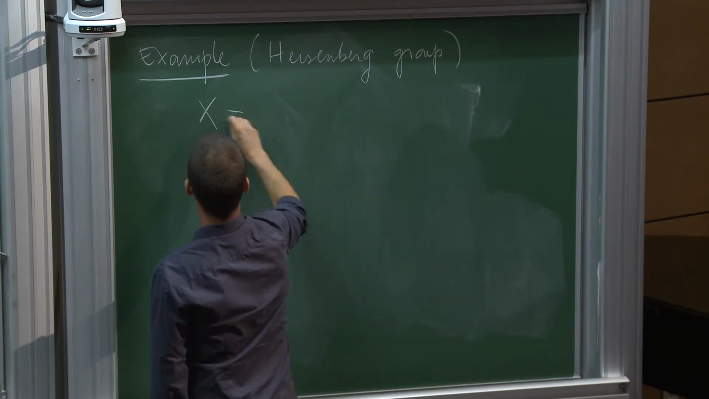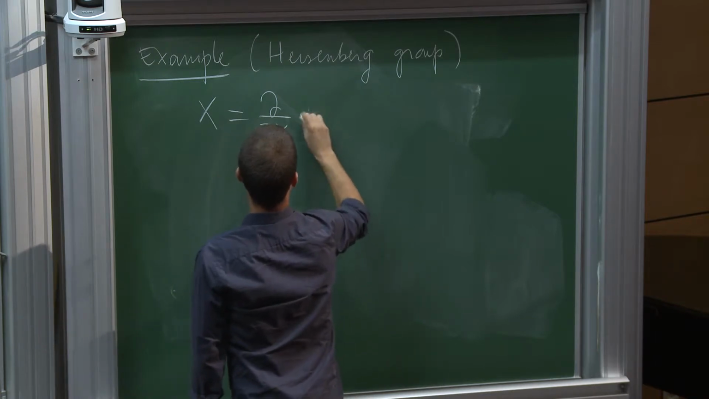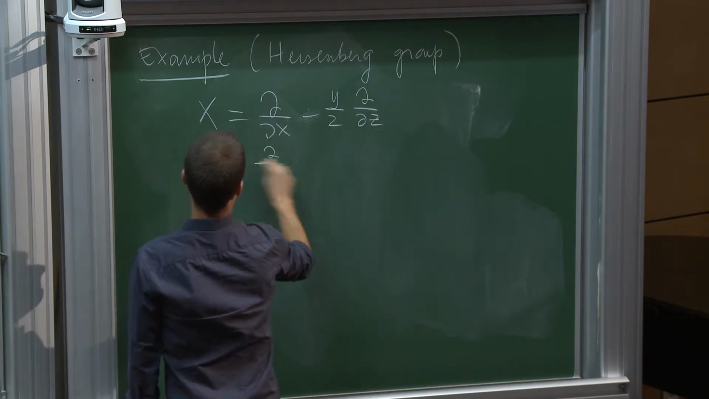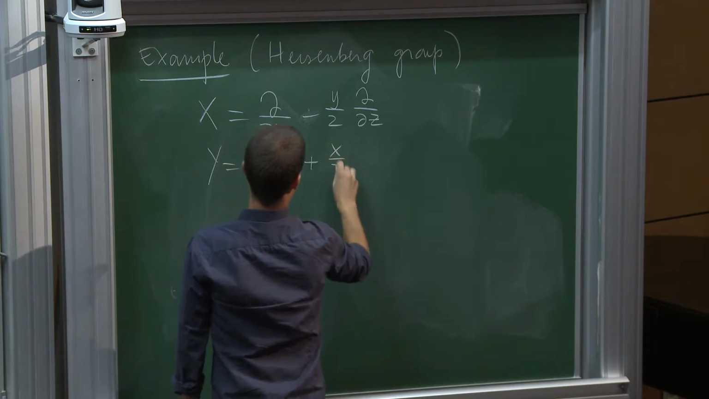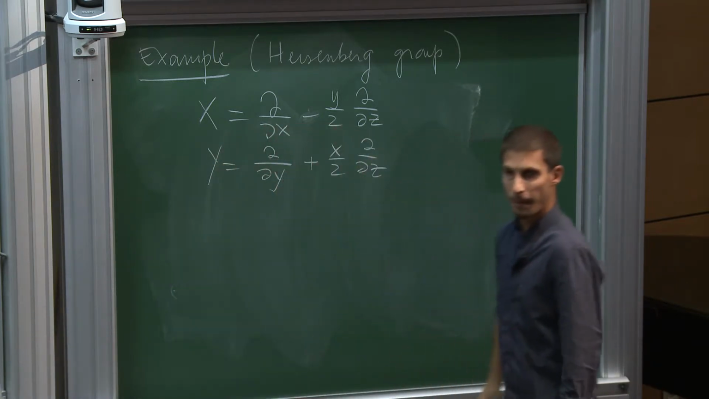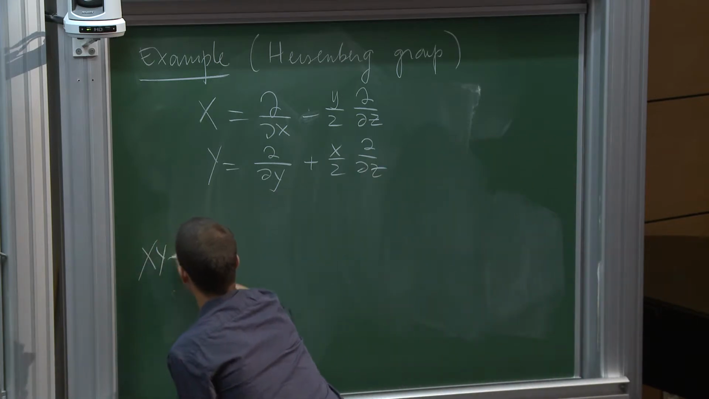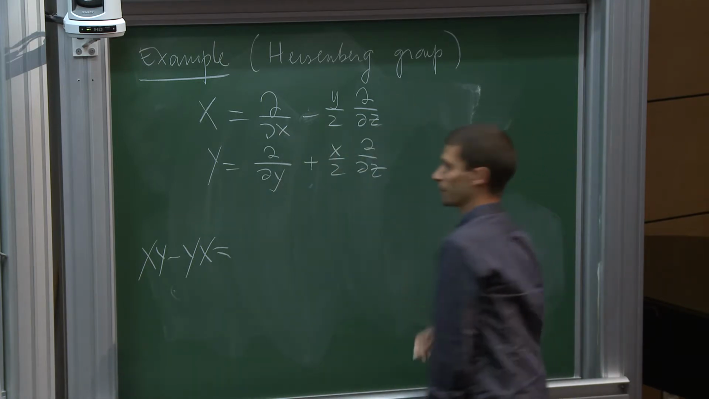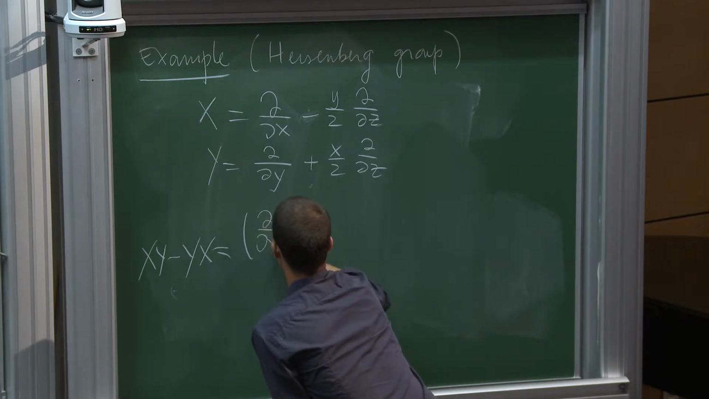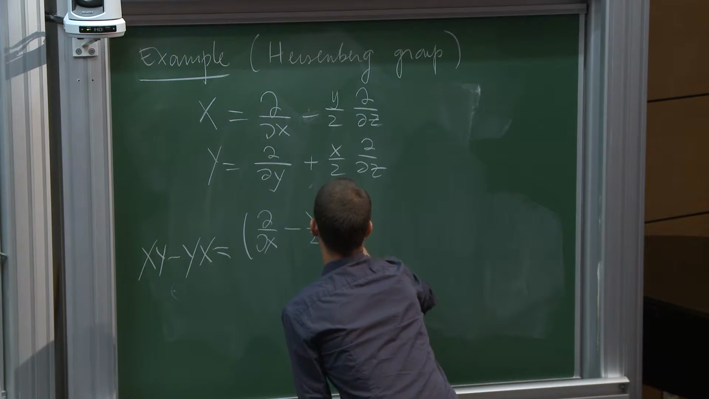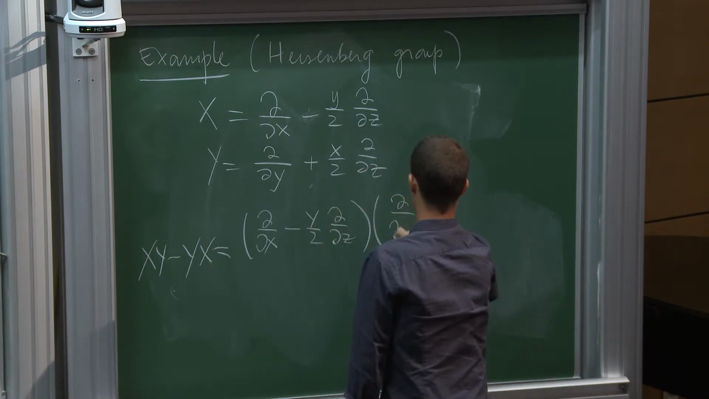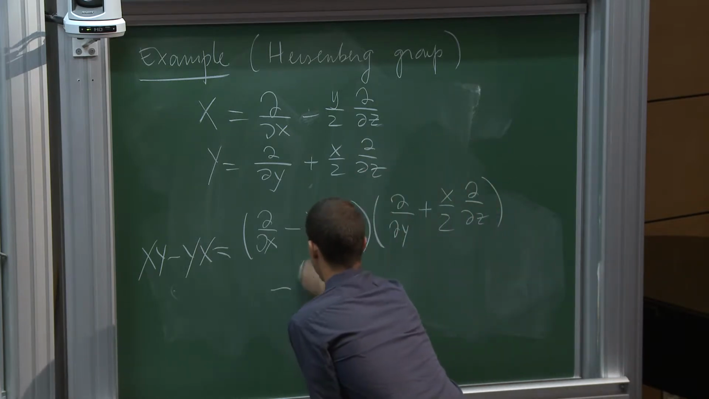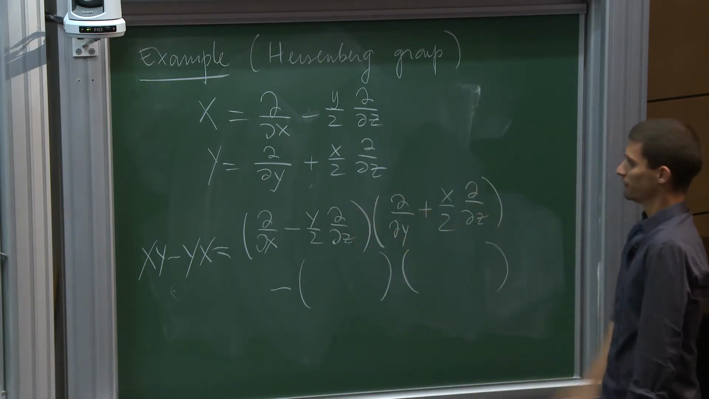In that case, a first vector was this. And the second vector was this. Okay? So if you do xy minus yx, what do you do? You have this, differentiate this, and on the other side, minus, I'm not writing, but on the other way.